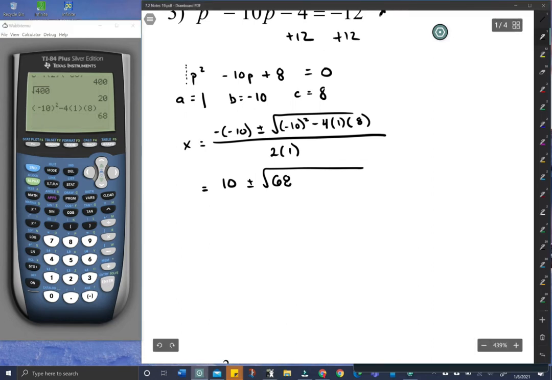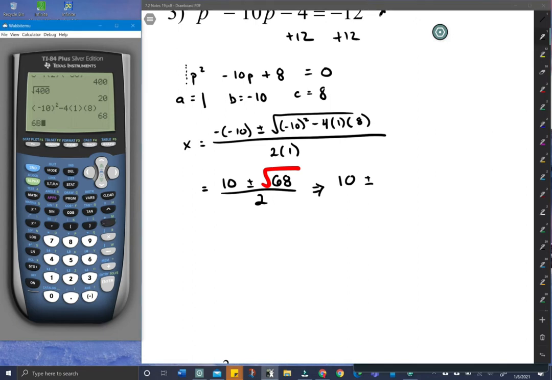Let's make it a little smaller there. Okay, now 68, that is not a perfect square. So this particular problem is where we bring in our square root knowledge, and we want to break up that square root of 68 like we did in past lessons. So I'm going to keep everything else 10 plus or minus. Let's think perfect squares go into 68. Does 16? No. So let's try something a little smaller. 4. 4 and 17.